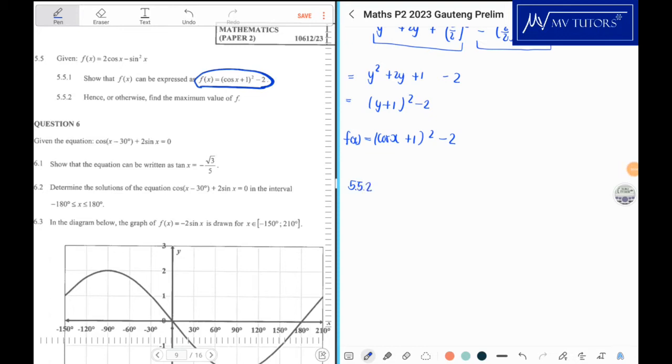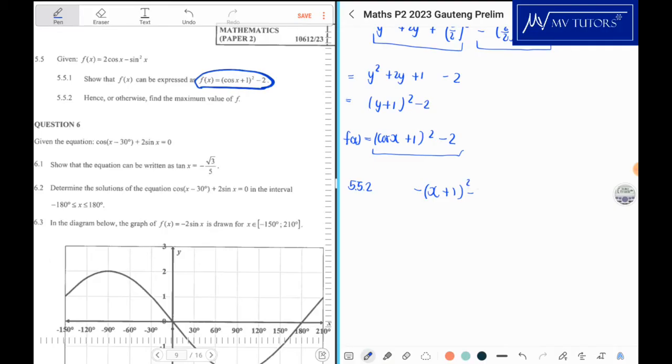Alright, lastly, 5.5.2, hence or otherwise, find the maximum value of f. So, the format in which we wrote our answer: if you were to have, for example, maybe negative x plus 1 squared minus 2, it would be a sad face parabola, right? With a turning point of negative 1 and negative 2. And that would be your maximum value.